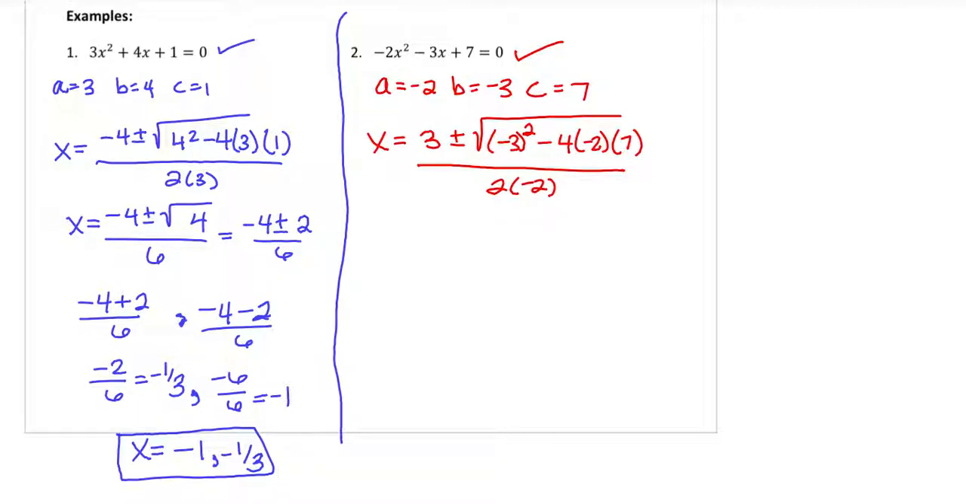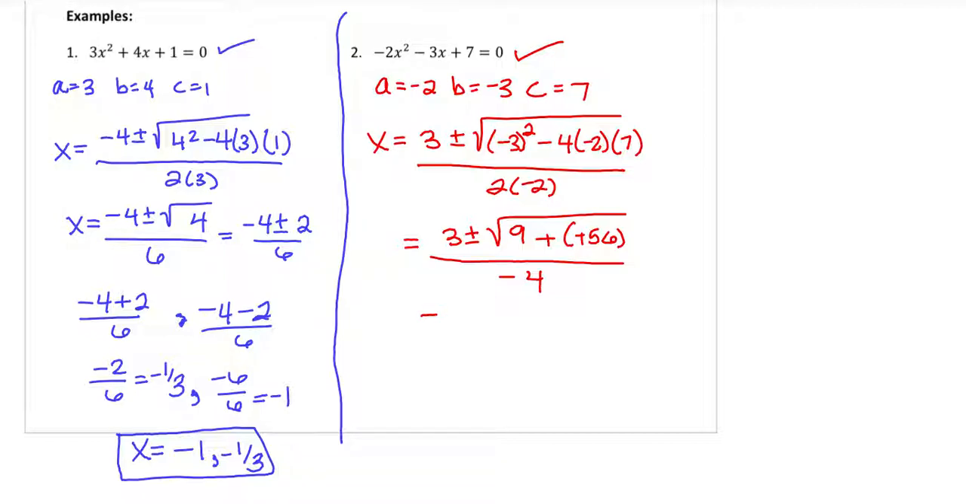All right, so let's do the math. The stuff under the radical. 3 plus or minus the square root of 3 squared is 9. I'm going to show this one just so we're careful. Make sure you get positive 9. Minus 4 times -2 is -8. -8 times 7 is -56. Now we have minus a negative, so plus positive, all over -4.